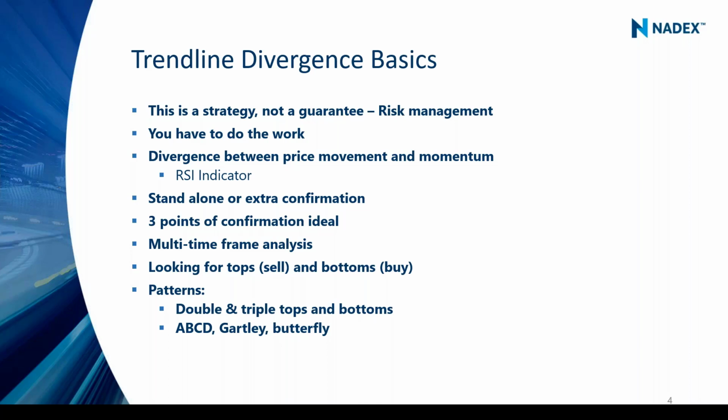We talked in the first session a lot about price action and just looking at price, but all we're going to be looking at is a divergence between price movement and what the perceived momentum of the market is. I like the RSI indicator, probably because it was the first one I used on this, but if you use the MACD, any real momentum indicator can be used.